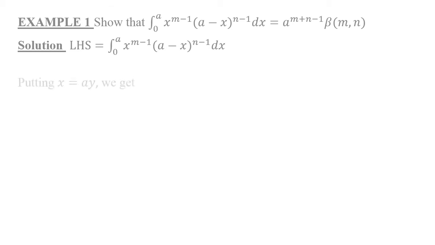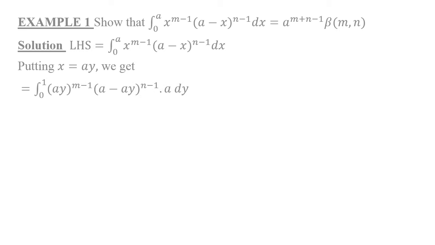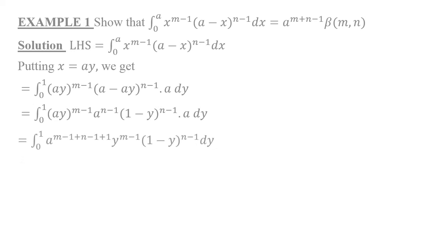So what we do here, we put x equal to ay in the LHS. We get the integral from 0 to 1 of (ay) to the power m minus 1 times (a minus ay) to the power n minus 1 into a dy. When we put x equal to ay, we get dx equal to a dy. So in the place of dx we have written a dy. Now we eliminate a from all these factors. What we get is a to the power m minus 1 plus n minus 1 plus 1, and the terms in y to the power m minus 1, (1 minus y) to the power n minus 1 dy.